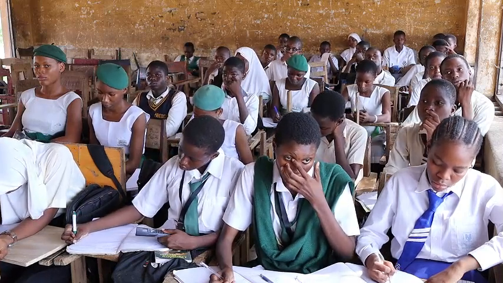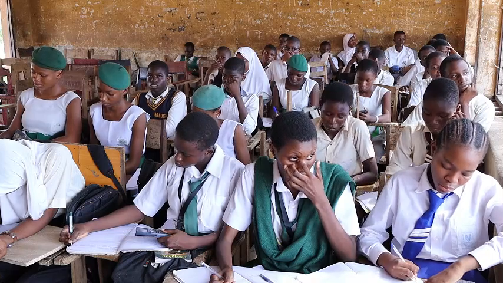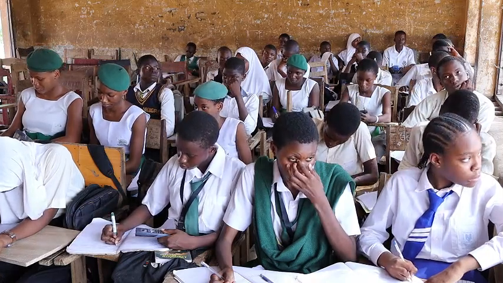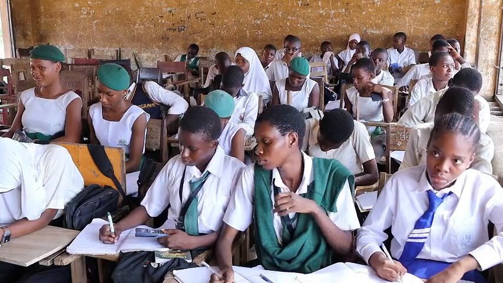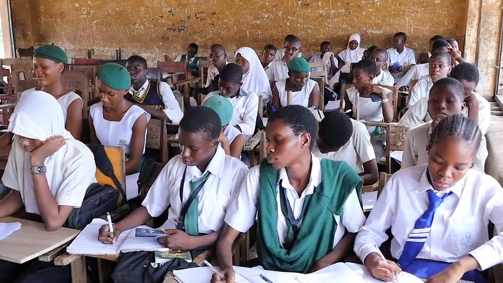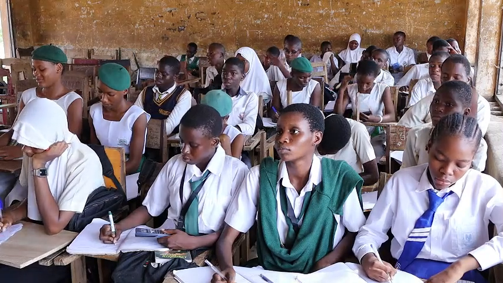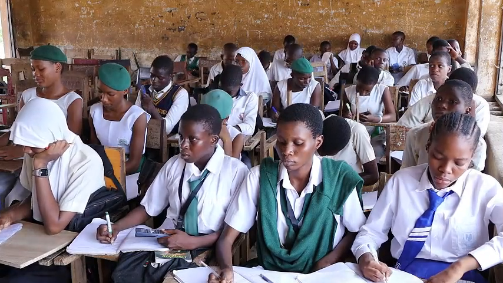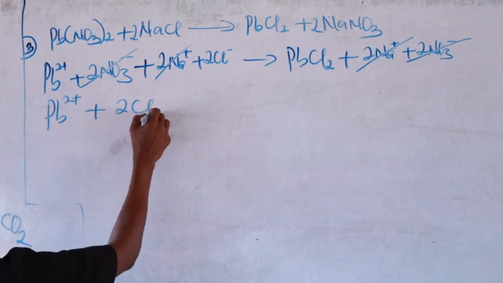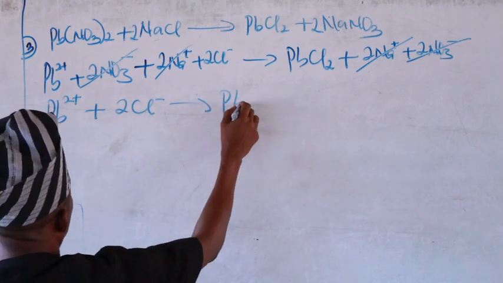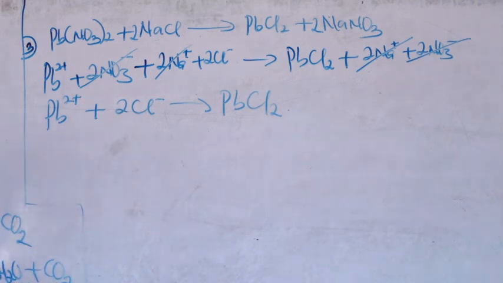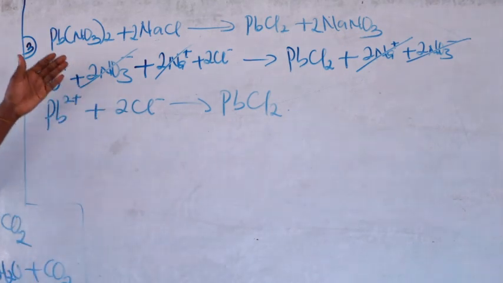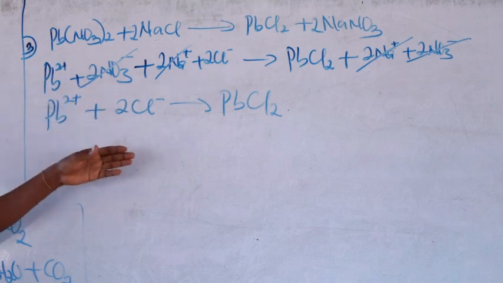You can now cancel the like ions. 2 nitrate ions cancel 2 nitrate ions. 2 sodium ions cancel 2 sodium ions. Then what you have is Pb2+ plus 2 chloride ions will give us lead chloride. So the molecular equation is this, and the ionic equation is this.